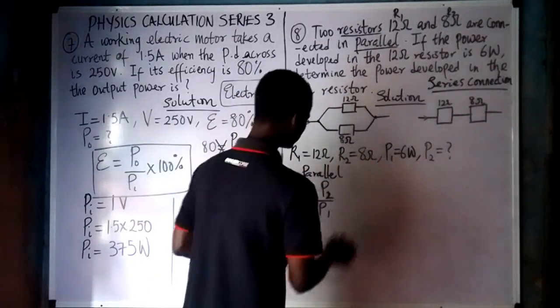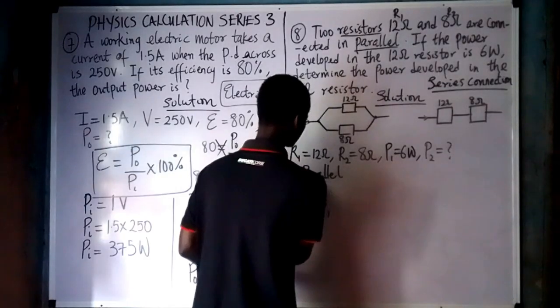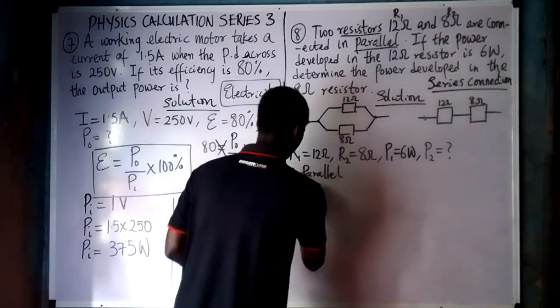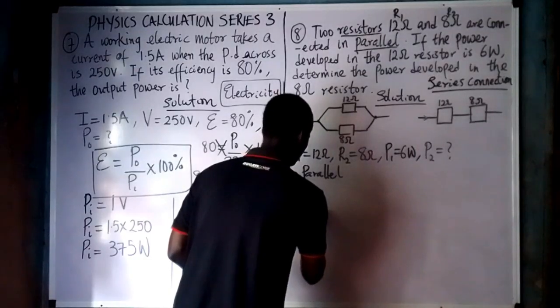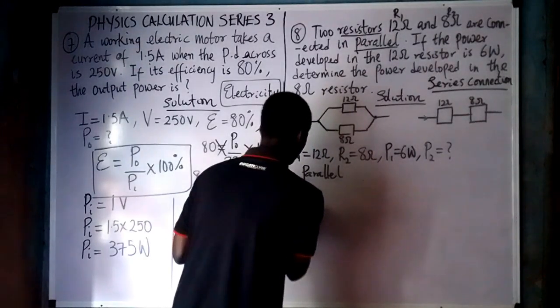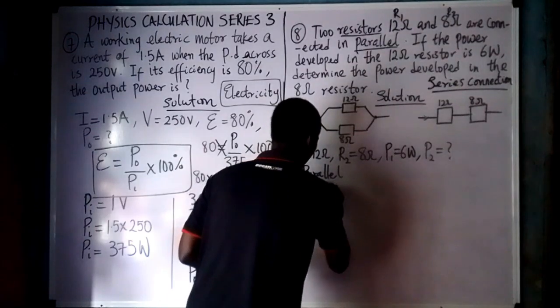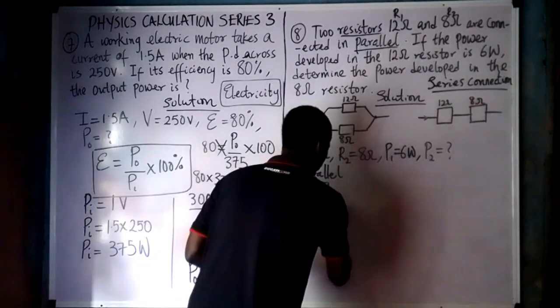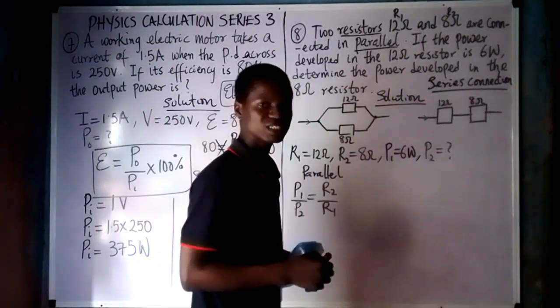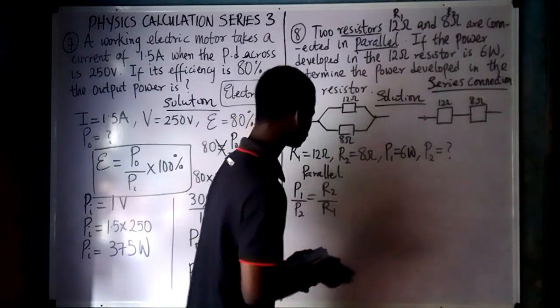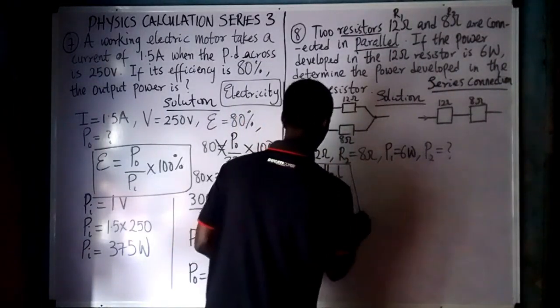So in a better form, I will write it like this to save your understanding. P1 over P2 equals R2 over R1. That is basically how the formula will look for parallel connection. So take note, for parallel connection.